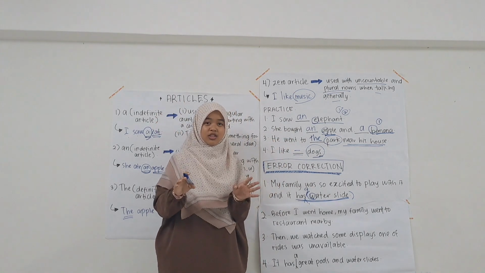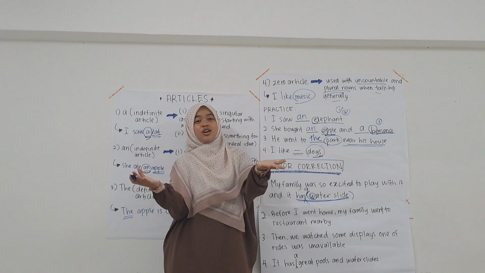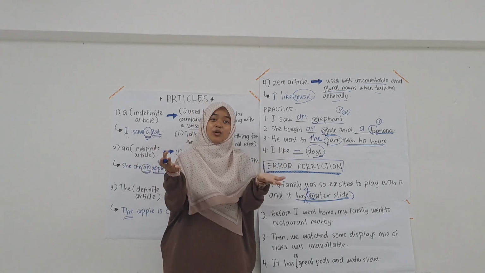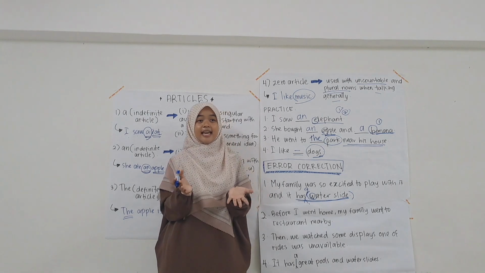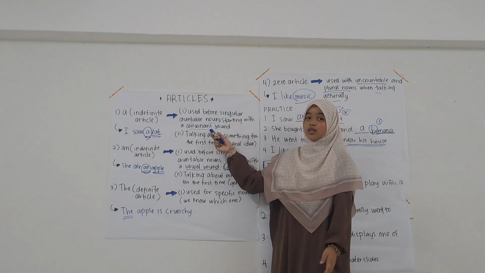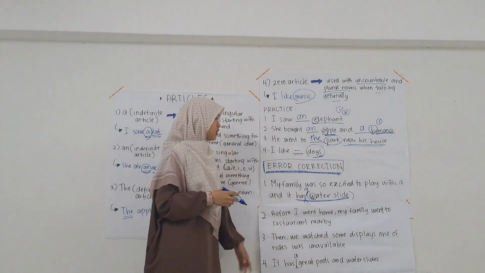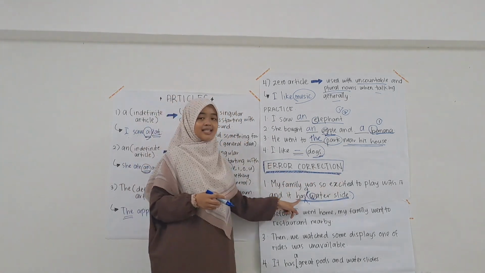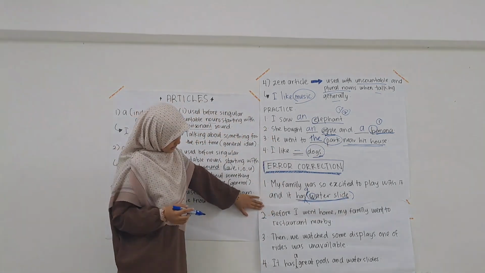You're not referring to this particular what is like. You are just telling your friend, for example, oh, one day I went to the theme park and the theme park has a what is like. So you are talking about what is like in general and the noun starts with a consonant sound, so you have to use the article a. The correct sentence would be, my family was so excited to play with it and it has a what is like. Okay, good.